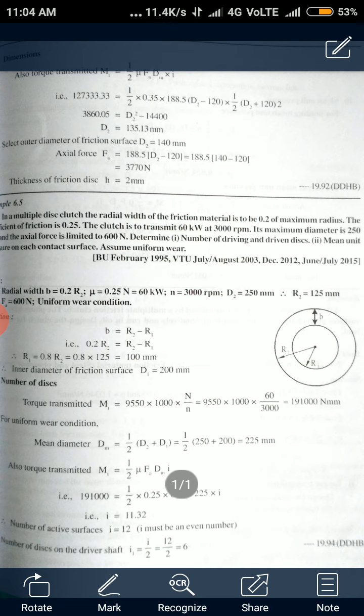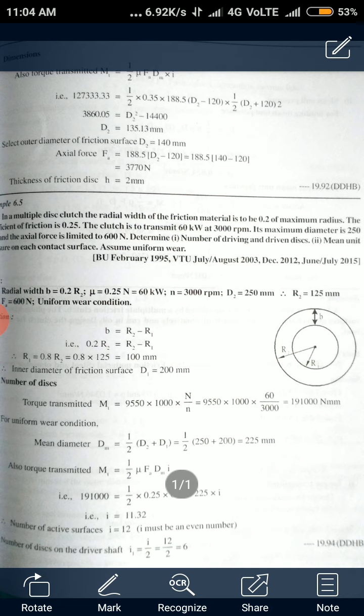So that's why I said this problem is one of the important ones that appeared in the exam a lot of times. Next we'll calculate the number of discs I1, I2. For that, we'll go for the first parameter, the torque transmitted: 9550 × 1000 × capital N by small n. Substituting that, we'll get 191,000 Newton mm.